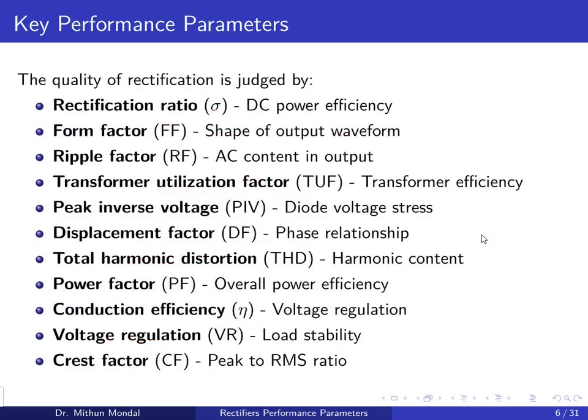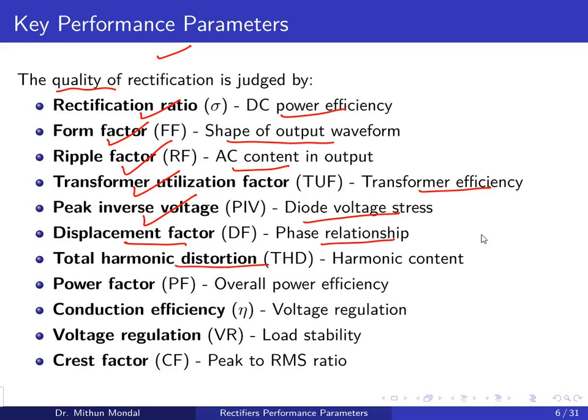Some of the key performance parameters used to judge the quality of rectification are the rectification ratio, which is the DC power efficiency. Form factor determines the shape of the output waveform. Ripple factor determines how much AC content you have on the output DC side. Transformer utilization factor determines the transformer efficiency. Peak inverse voltage determines the diode voltage stress under reverse bias condition. Displacement factor is the phase relationship.